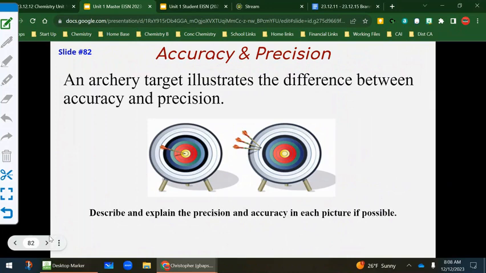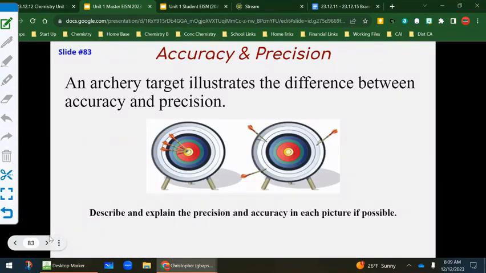Okay. How about over here? What could we say? It is precise. Why? Because he hit roughly the same spot. The three arrows are very close together, kind of like three measurements being very close together, correct? How is his accuracy, though? Why? Because he didn't hit the middle. So while they are precise, all their arrows are close together, they are not very accurate because they are not in the middle of the target, right? Okay, good. How about this person?